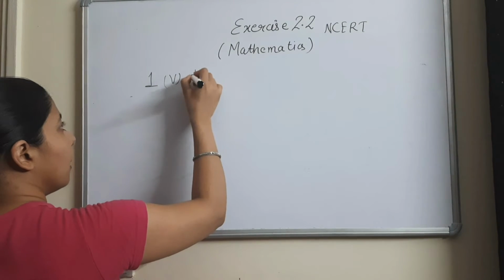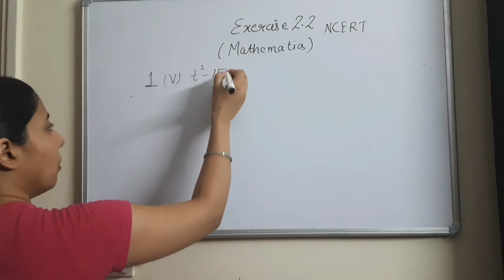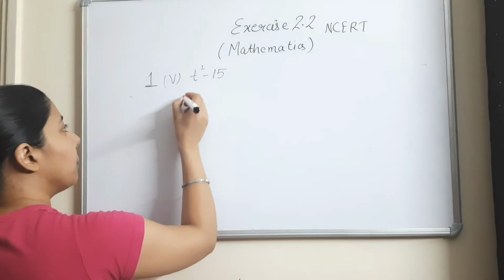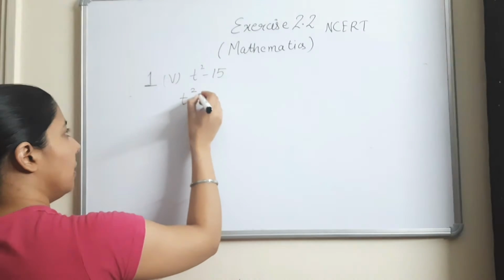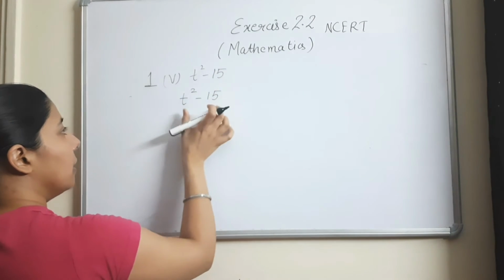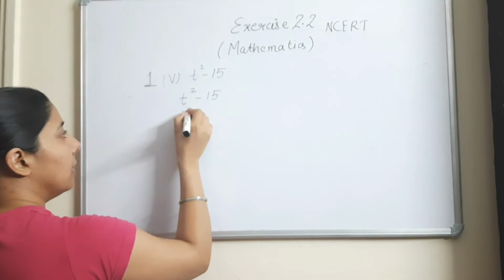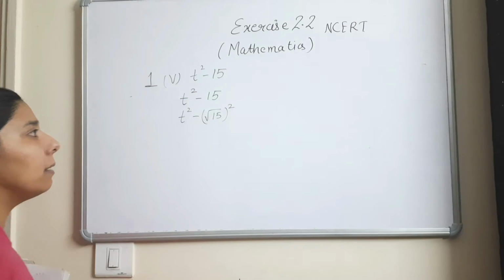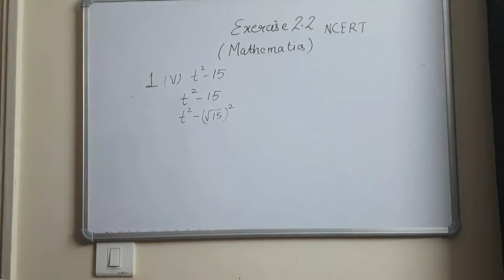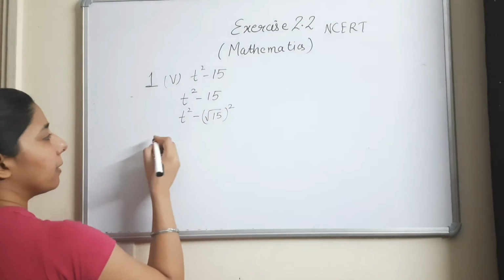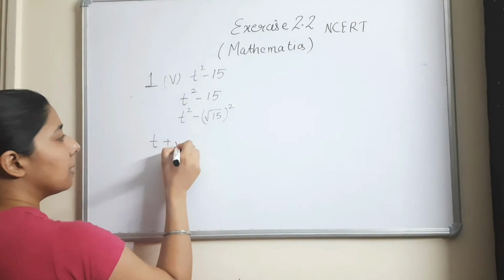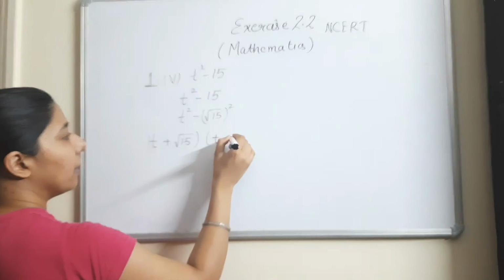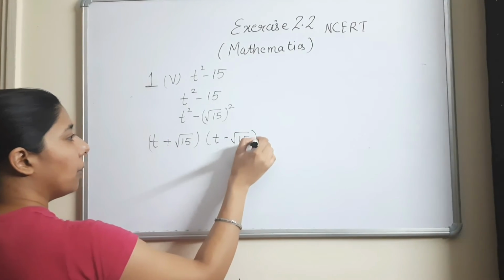Which is t square minus 15. For this, what we will do, t square minus 15, now you can write it as t square minus root 15 whole square. Now you must remember the property a square minus b square. What is a square minus b square? It is a plus b into a minus b.